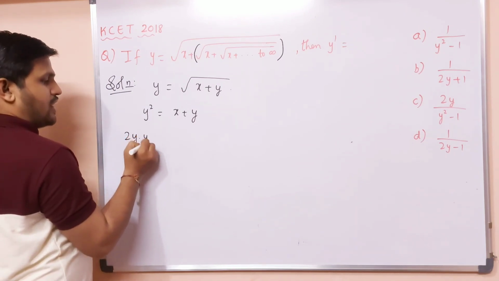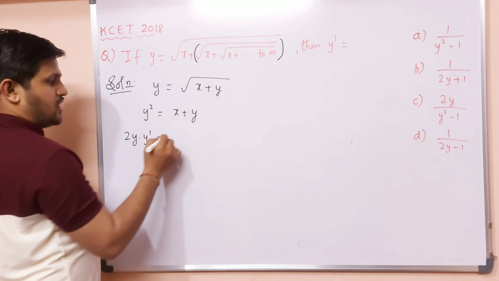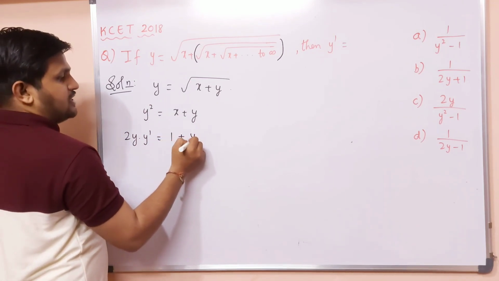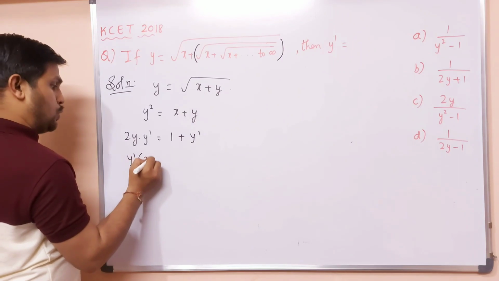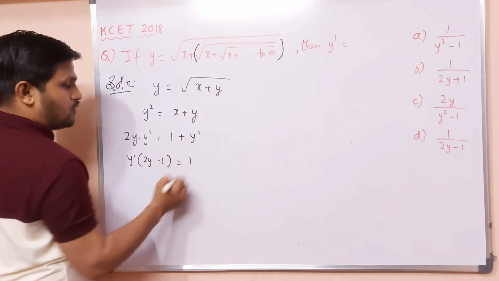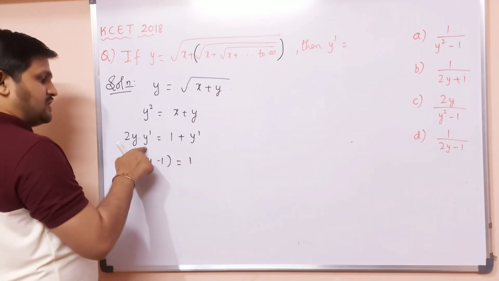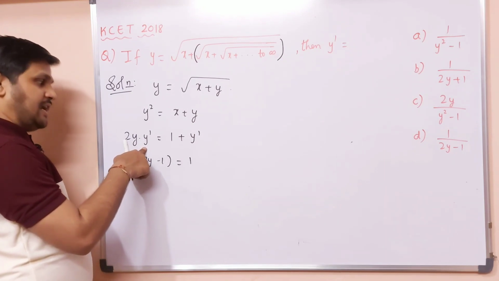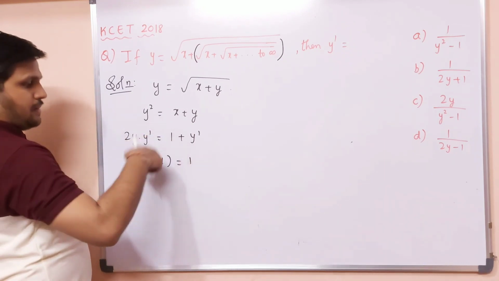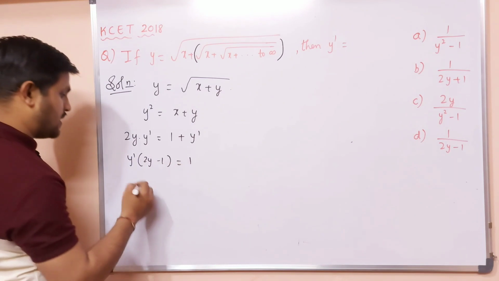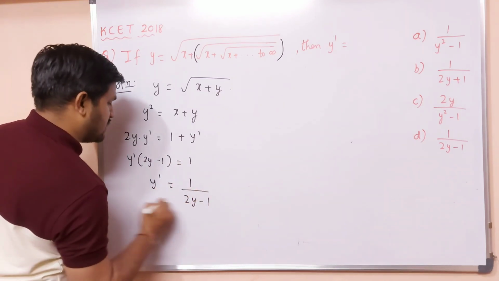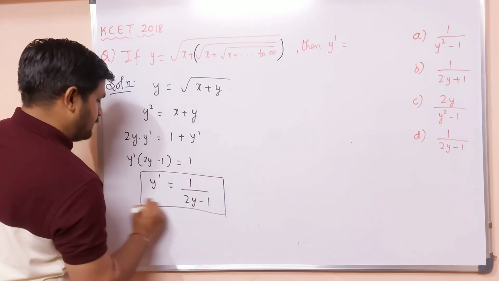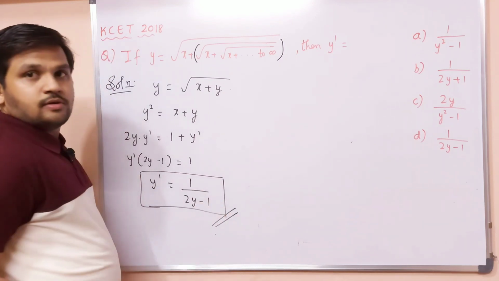So 2y into y dash, derivative of x is 1, derivative of y is y dash, so y dash, 1, 2y minus 1 is equal to 1. Okay, y dash shifted to the left hand side, take y dash common, 2y minus 1 we get, so that is equal to 1. So therefore what is y dash? 1 divided by 2y minus 1. You see how easily we have solved this, right?